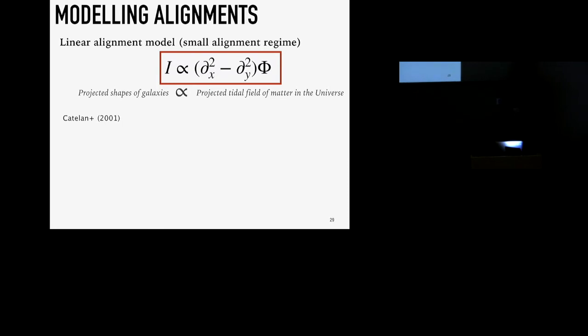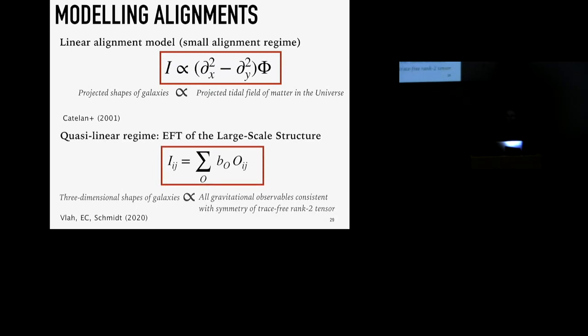So in terms of modeling this phenomenon, the best approximation that we have right now, as I told you, is a model based on assuming that the shape of a galaxy is proportional to the tidal field of the universe. And this works very well when the alignment is weak, but it doesn't work very well when the alignment starts to be strong. And so one needs to develop better models for this, and there are ways to do this.